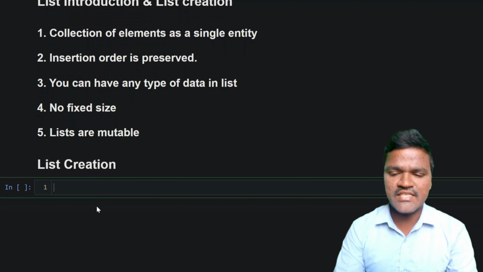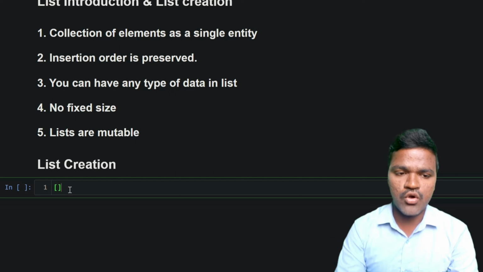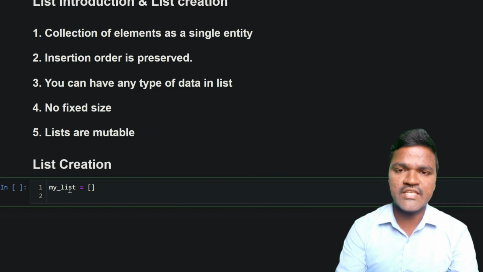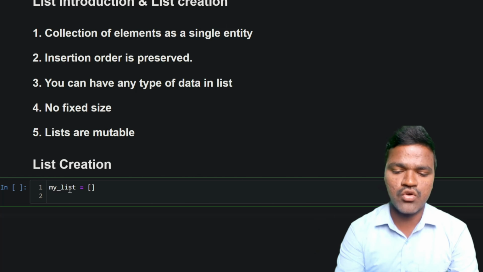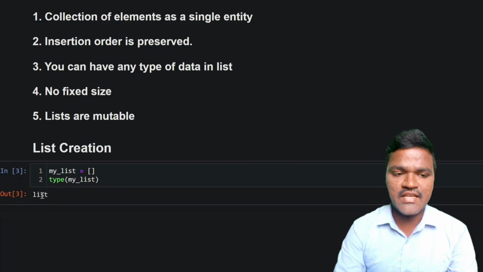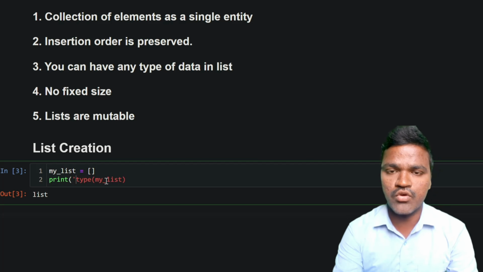A list in Python is represented by square braces. By using these square braces, we can create an empty list. So this is an empty list. Let's say I assign this to my list here. By using the type method, we can know what type of data it is, so I am using type and passing my list here. If I execute this, we can see the result, which is a list. I will print it so that you can understand more clearly.